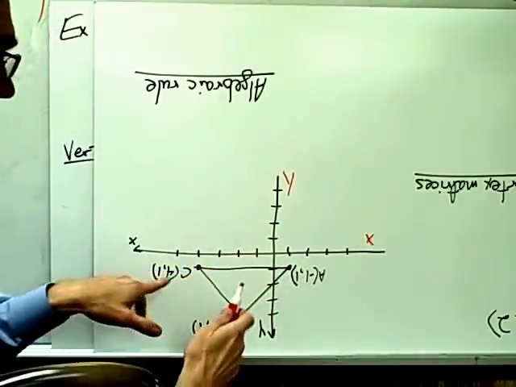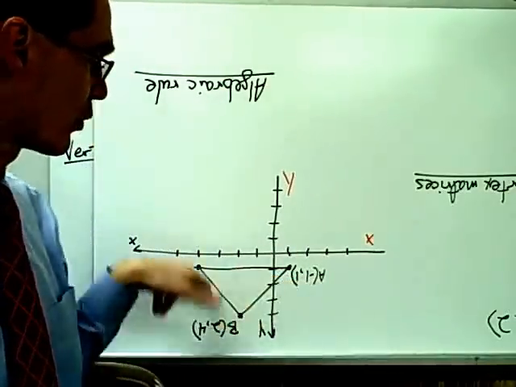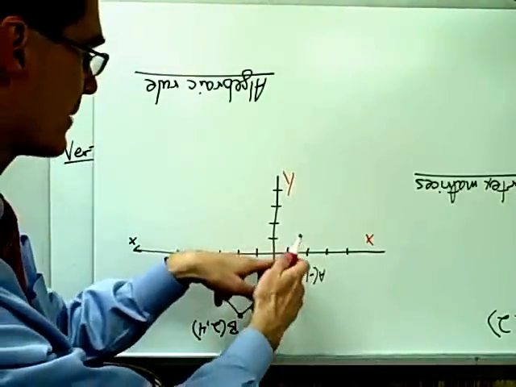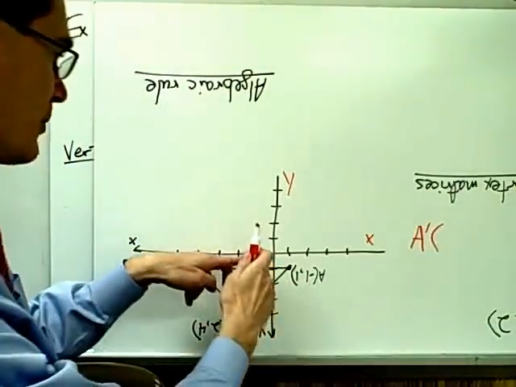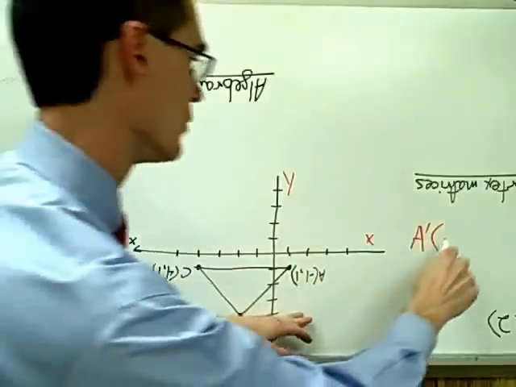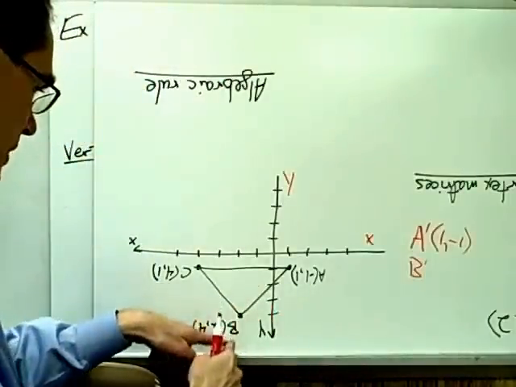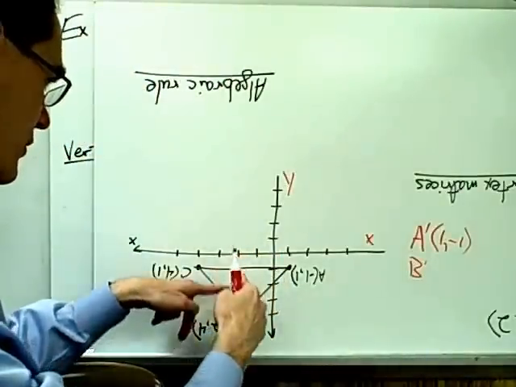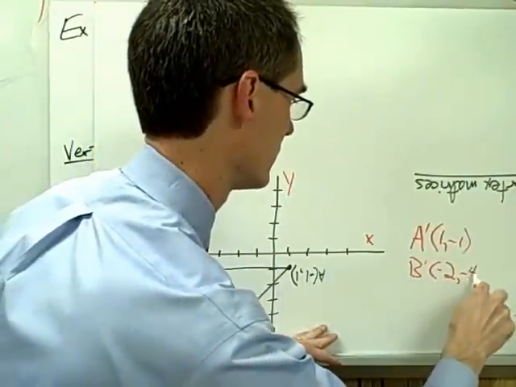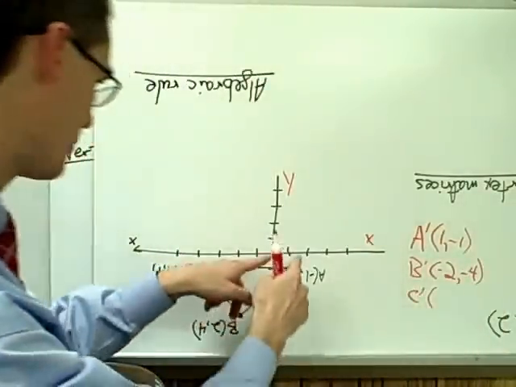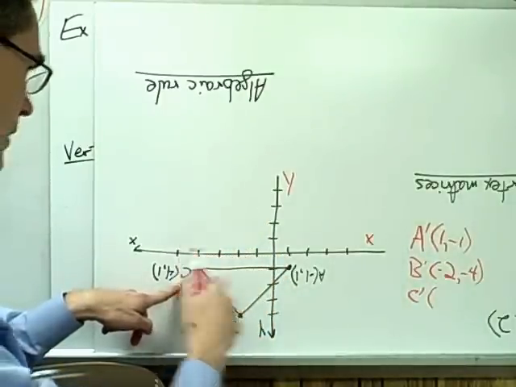Once again, I want to write down the set of coordinates for each of my vertices. A prime is going to become this point right here, so A prime is 1, negative 1. B prime is going to become negative 2, negative 4. And C prime is going to become 1, 2, 3, negative 4, negative 1.